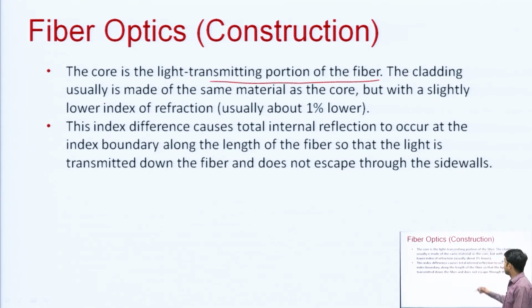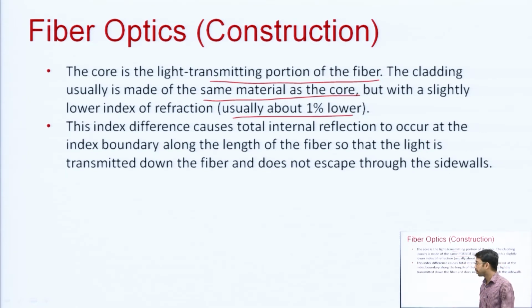So, the core is the light transmitting portion of the fiber. The cladding is usually made of the same material, but with a slightly lower index of refraction. The refractive index of cladding is slightly lower than the refractive index of core. How much lower? Usually about 1% lower. What is the use of making the cladding of lower refractive index? Due to this there will be total internal reflection.